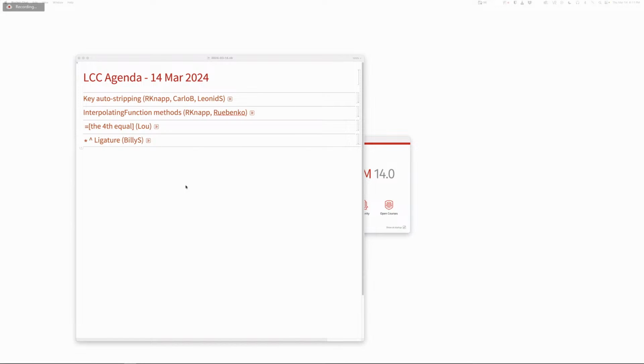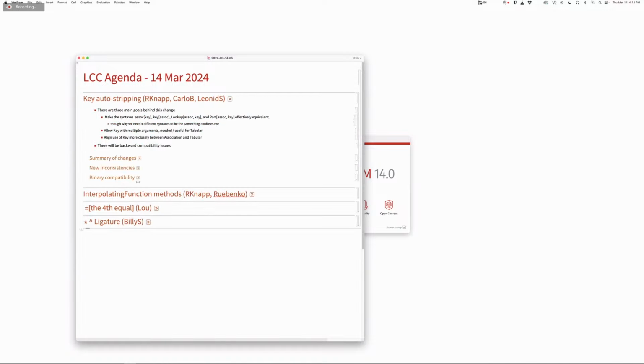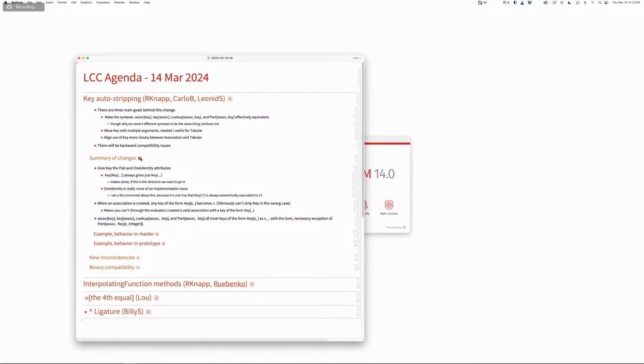Okay. First, key auto stripping. Right. So let me set the table a little bit here because this is spun off from the tabular meeting, but obviously we have people who weren't at that meeting, and there are also some additional issues. So in the prototype build, we've made some changes to how Key is handled by Association and related functions.